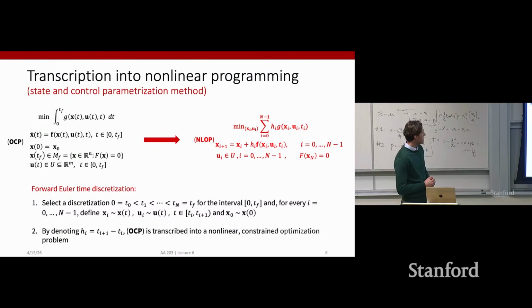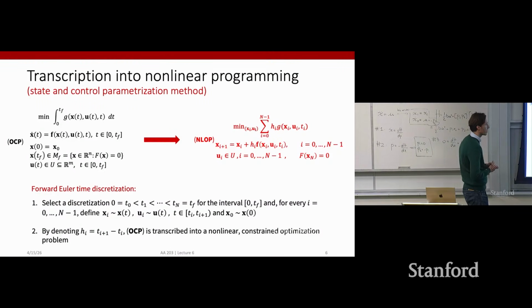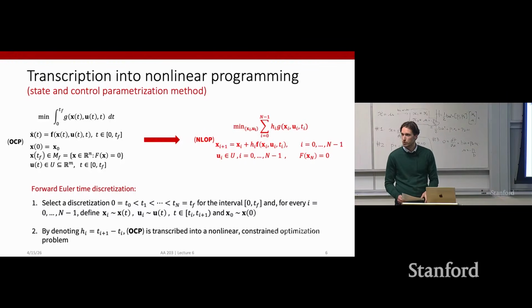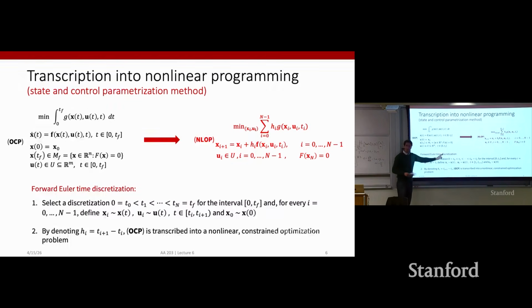Okay. So let's start from the state and control parameterization method. At a high level, what we want to do is take our continuous time optimal control problem and turn it into a discrete time nonlinear optimal control problem. There are many transcription methods and ways of discretizing time that we could select. But here we tend to use the simpler of these approaches, which is Euler time discretization.